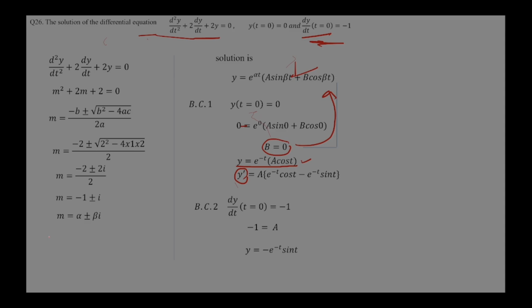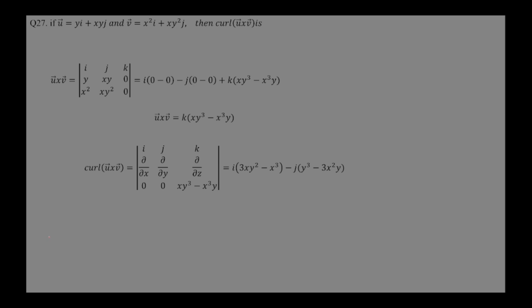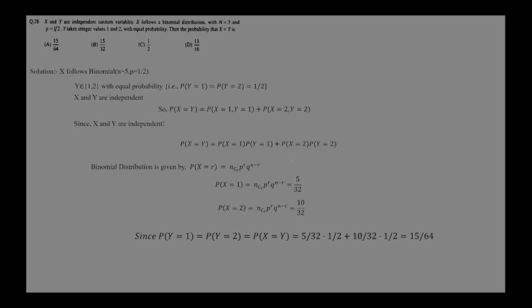Okay, so next question. This is straightforward. Find the curl of u cross v. So we have u, we have v, the velocity vectors in the x direction and y direction. So straightforward, u cross v is this, and then curl of u cross v, we know how to find curl. This is the curl. Okay, straightforward.